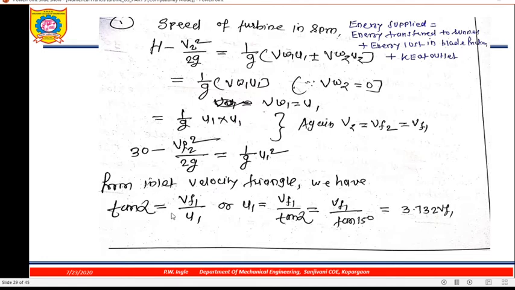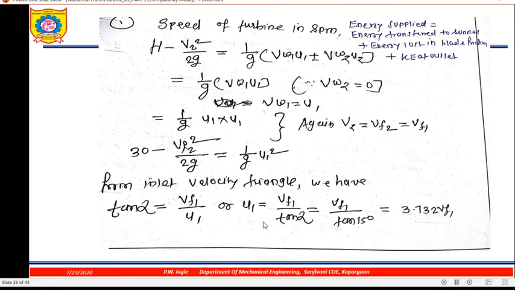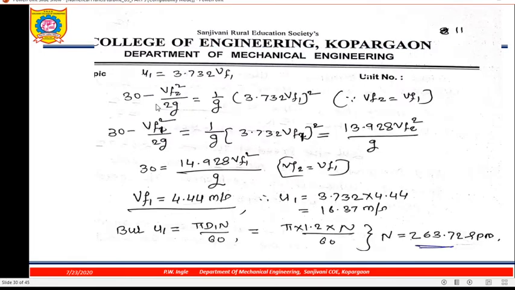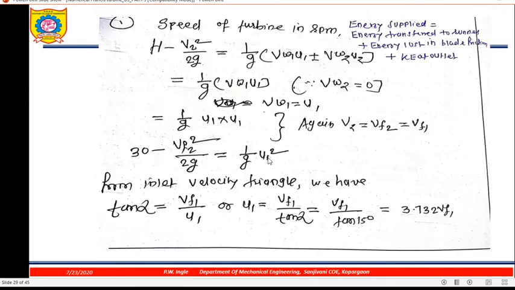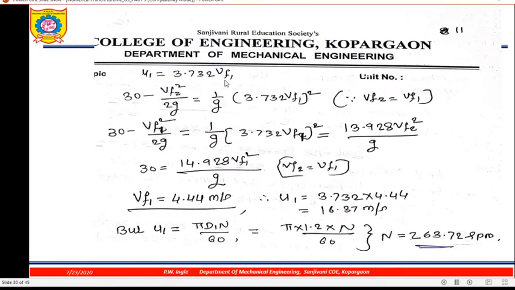Now from the inlet velocity triangle, tan alpha is Vf1 upon U1, opposite upon adjacent, or U1 equal to Vf1 upon tan alpha. So U1 you will get 3.732 Vf1. Now you put the value in 1 by G U1 square. U1 is 3.732 Vf1, so it is 3.732 Vf1 square.